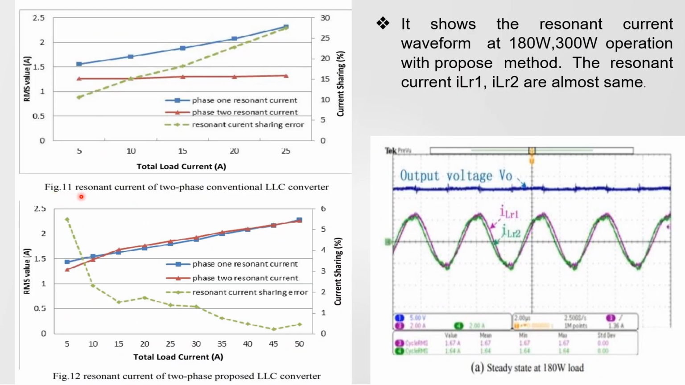In figure 11, it shows the graphs of resonant current of the two-phase conventional LLC converter. In figure 12, the graph shows the resonant current of the two-phase proposed LLC converter. From the above graphs, it shows the resonant current waveform at 180 watts and 300 watts operation with the proposed method. The resonant currents ILR1, ILR2 are almost the same.